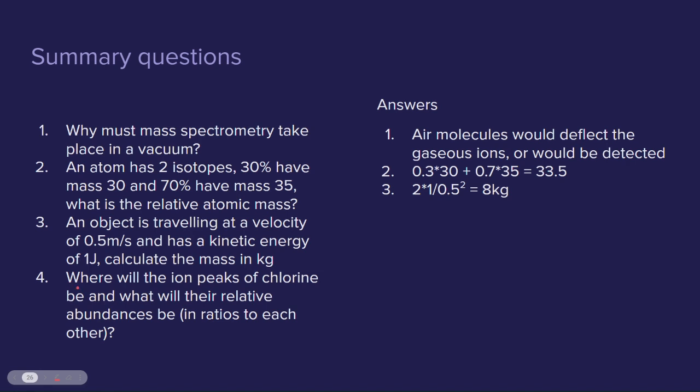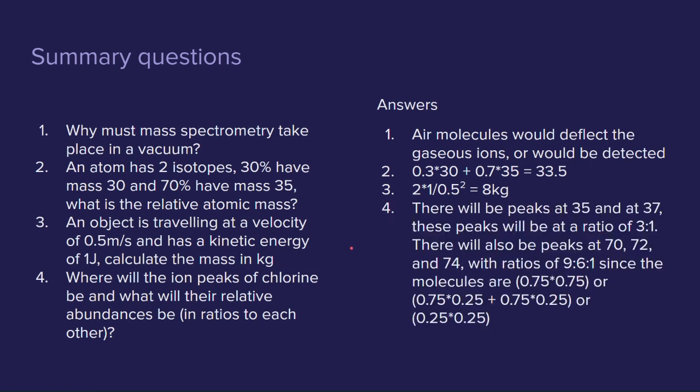And 4, where will the ion peaks on chlorine be, and what will their relative abundances be in ratios to each other? That's a slightly more complicated one, but there will be a peak at 35 and at 37, because that's the isotopes. You see that there's more 35 than 37, and there will be a ratio of 3 to 1. And there'll also be peaks at 70, at 72, and at 74, with ratios of 9 to 6 to 1, as with our probability tree.